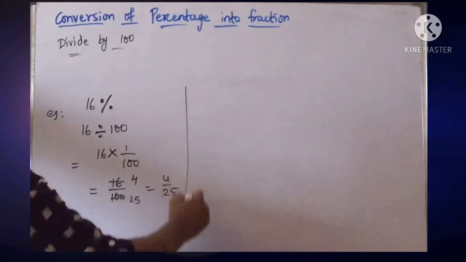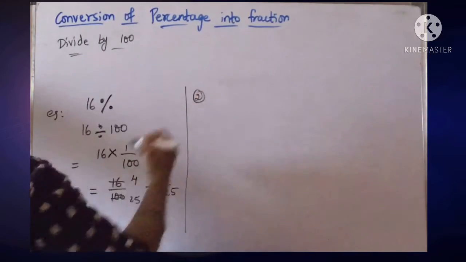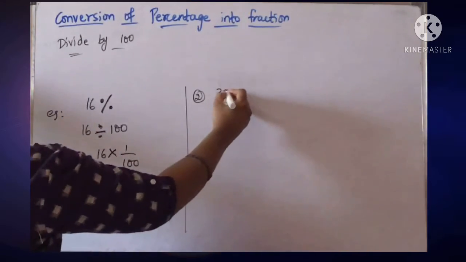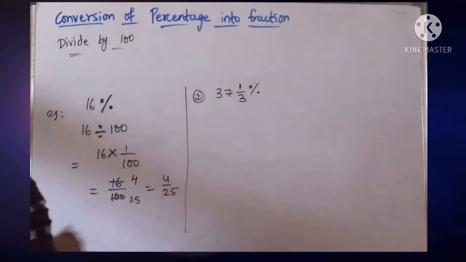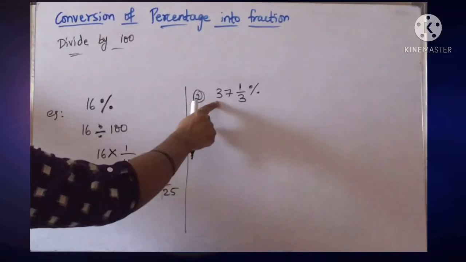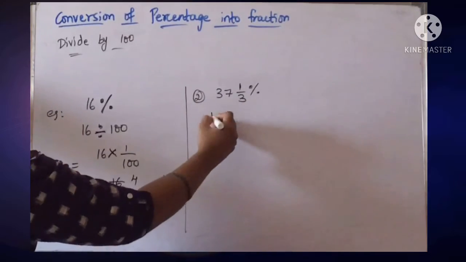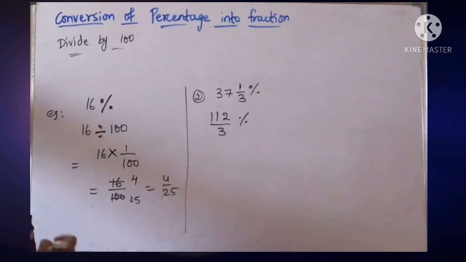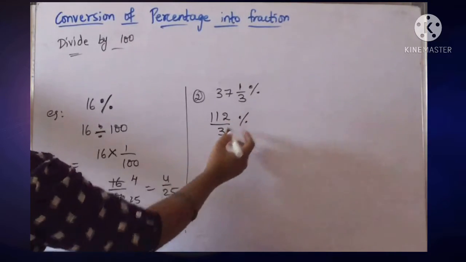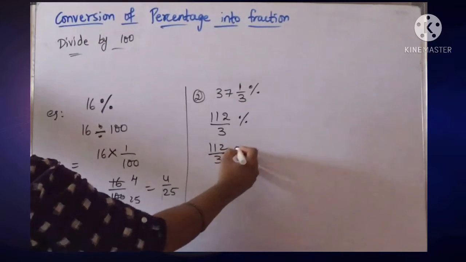Suppose the percentage is a mixed fraction, for example 37 1 by 3%. Convert this mixed fraction into an improper fraction first. So 3 into 37 plus 1 is 112. 112 by 3%. So how to remove this percentage symbol? Here we need to divide by 100.